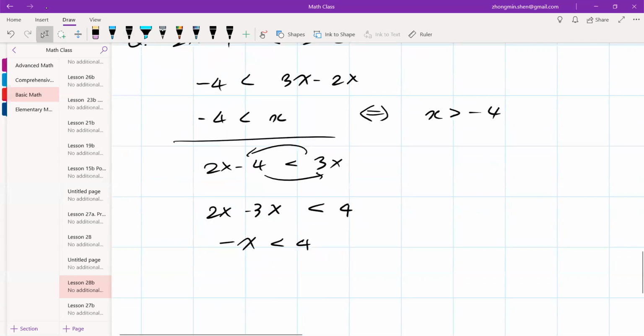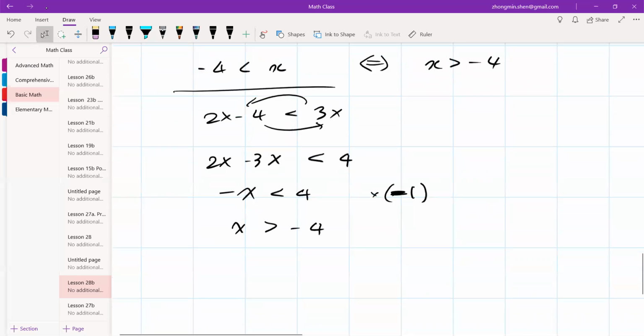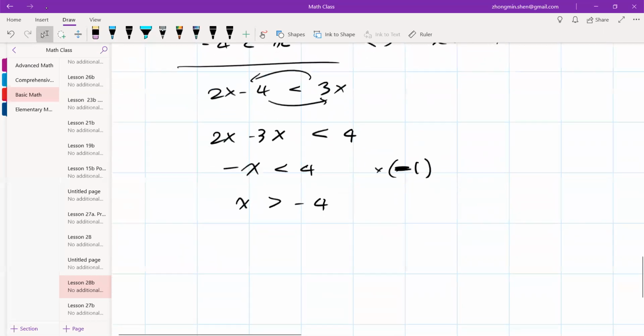The key point is if you multiply or divide by a negative number, you have to change the direction of the inequality. Negative x times negative 1 is positive x, and it is greater than negative 4. This is a place where you have to be very careful. If you forget it, you totally get a wrong answer. So there's a similarity and a difference between solving equations and solving inequalities.